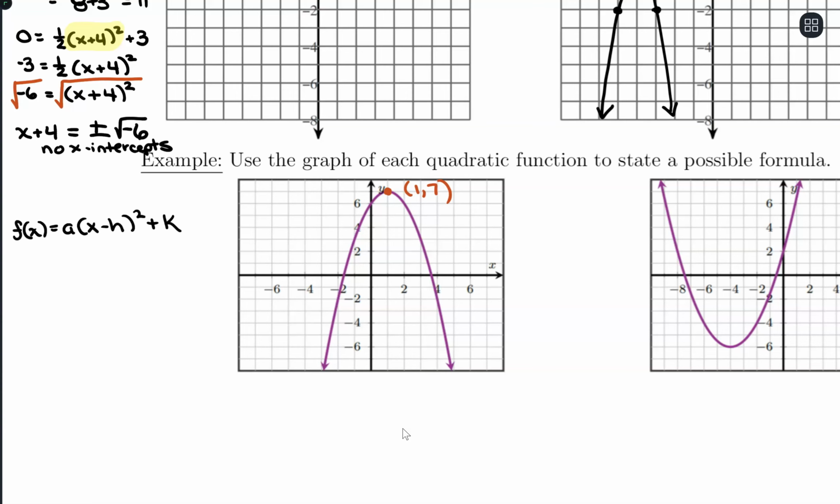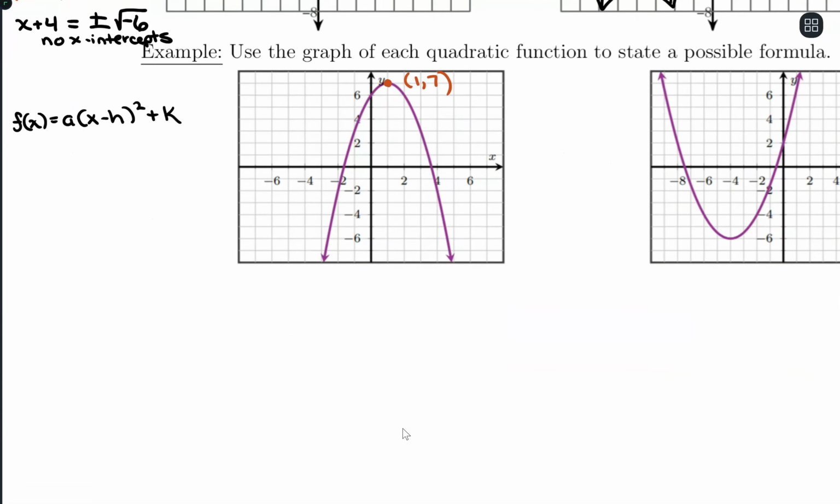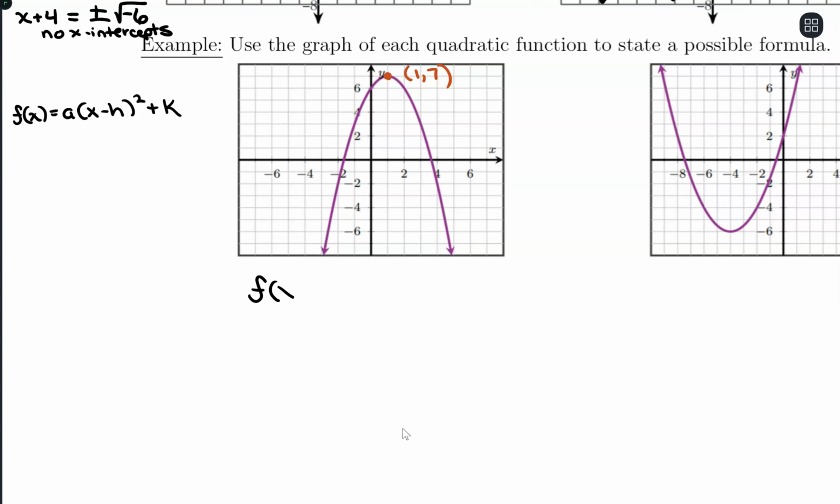So with that, if I'm plugging into the vertex form, I'm going to have f of x. We are not going to know what a is yet, so I'm going to leave a as a value in there. But then I'm going to go x, and it's minus h when we have a positive x coordinate. It's going to be plus h when we have a negative x coordinate. So because our coordinate is positive 1, I'm going to have x minus 1 in the parentheses and then squared. And then plus whatever the y coordinate is, so that's a positive 7, so we'll have plus 7.